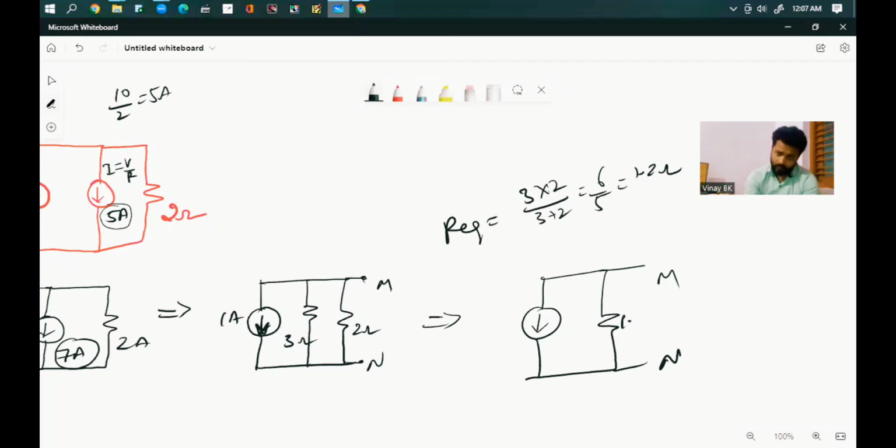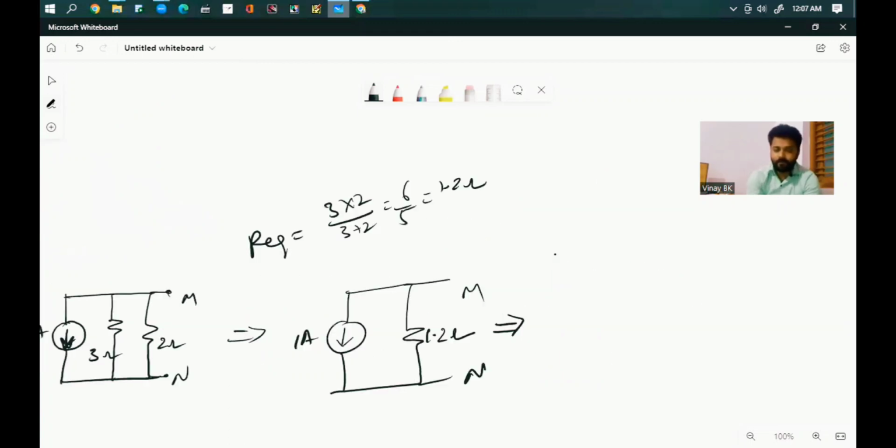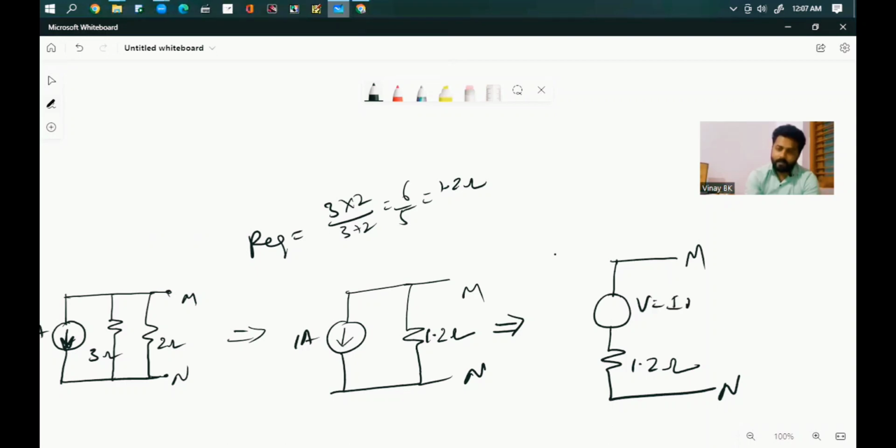So 1.2 ohm with respect to 1 ampere. Now we can convert this current source into a practical voltage source. A practical voltage source means the voltage source is in series with a resistor across M and N. The resistor value is 1.2 ohms. V is given by I into R, where I is 1 ampere and R is 1.2, so the value of the voltage source is also 1.2 volts in the downward direction, nothing but minus to plus, so I can write minus plus here.